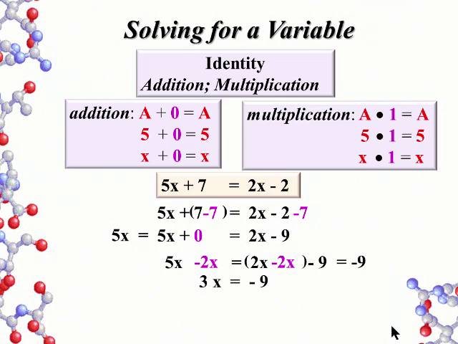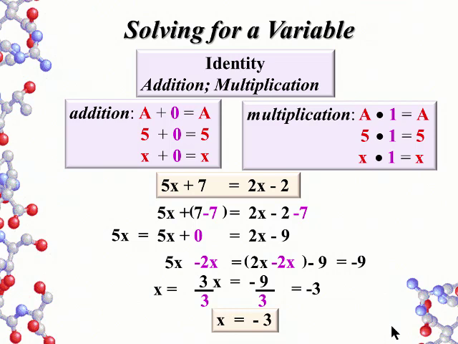Now we're ready for the multiplication identity law. We need to turn that 3 into a 1. We can divide both sides by 3. 3 divided by 3 is equal to 1. And 1 times x is equal to x. Negative 9 divided by 3 is a negative 3. And so we have our solution, x equals negative 3. The identity law and the creative use of 1 and 0 are the basis for algebra.